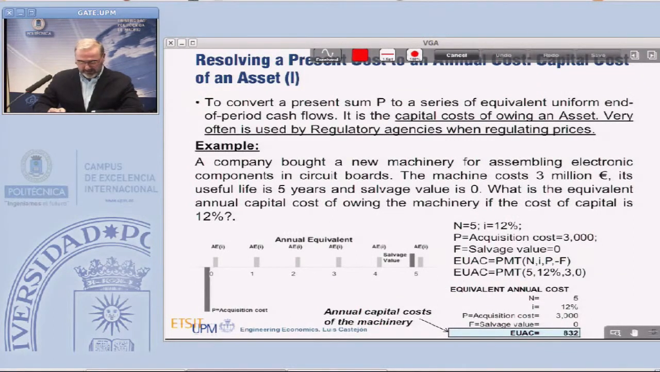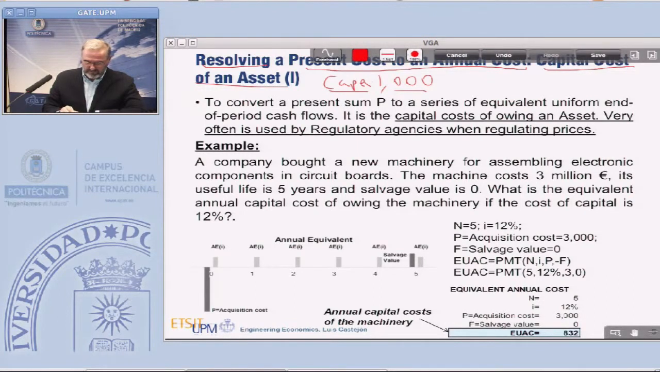I'm sorry you don't see it, due to this tool on the screen. So you see here the title, the head of the slide: resolving a present cost to an annual cost. This is the concept of capital cost of an asset. So what we are going to know in this slide: we buy today an asset of 1,000. This is the capex.